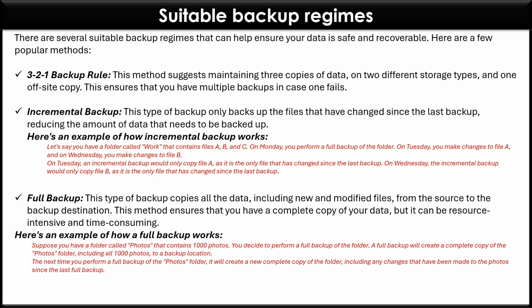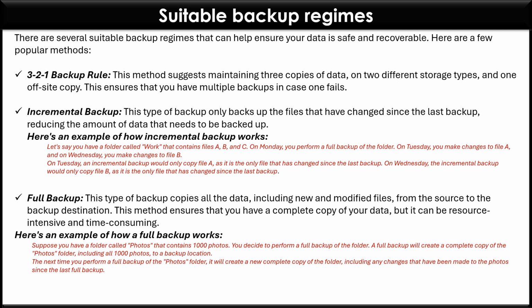Incremental backup: this type of backup only backs up the files that have changed since the last backup, reducing the amount of data that needs to be backed up. So below here is an example of how the incremental backup works. Okay, so take a close look at how it works.